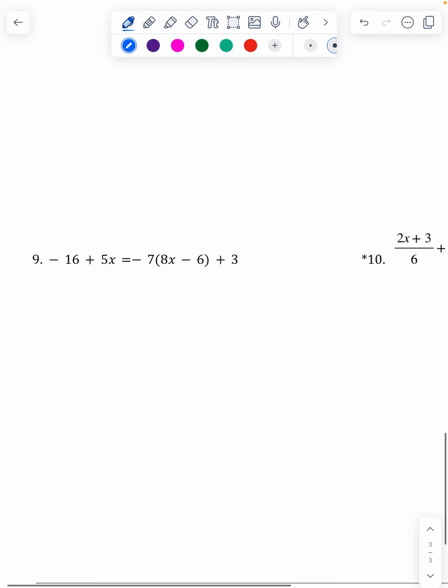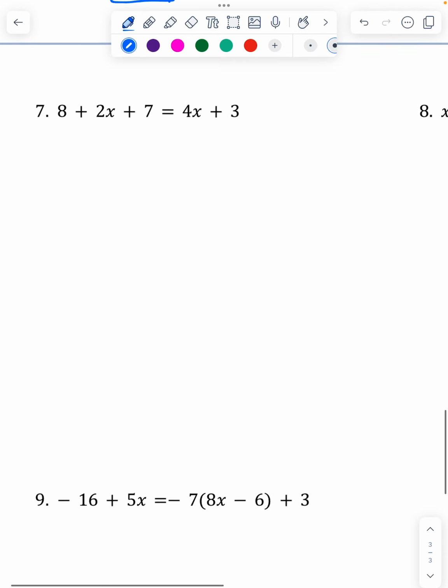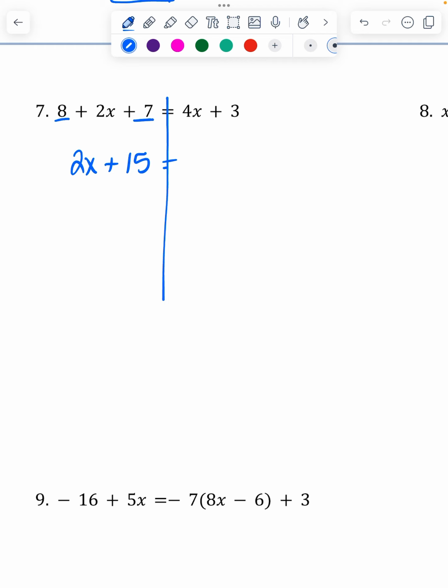Okay, a couple more here. So for this one, it looks like we have a couple like terms on the left side of our equation here. So we're going to be able to combine those, and we have a positive 8 and a positive 7. So that's going to be 15. So you're going to have a 2x and a positive 15. And then I'm just going to leave this side the same for now.